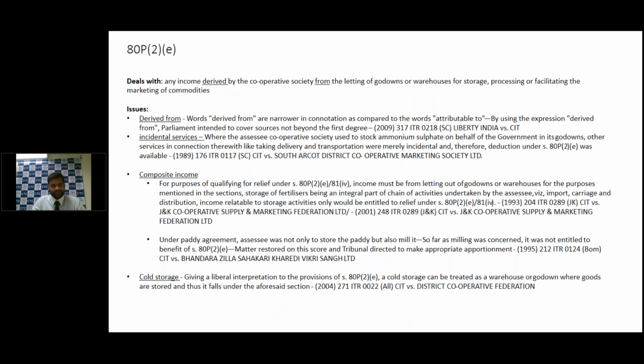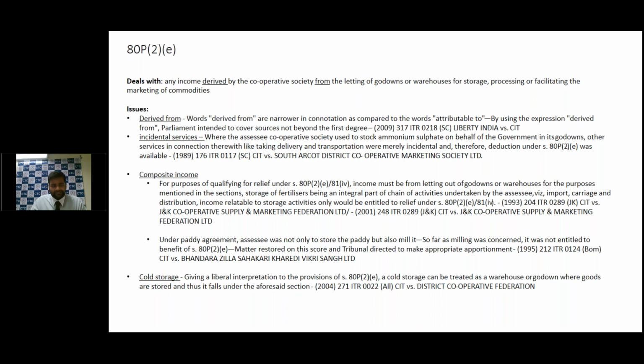Now we come to 80P(2)(e), where the deduction is allowed in respect of income derived by cooperative society from letting out of godowns or warehouses for storage, processing, or facilitating the marketing of commodities. The word used here is derived from. We have already understood the meaning of the term attributable to, where the courts have said that attributable to is wider in context as compared to derived from. Derived from has been a subject matter of interpretation by Supreme Court in Liberty India, 317 ITR 218. They have held that derived from can only cover those income or sources which are not beyond the first degree. This is the meaning of the term derived from.